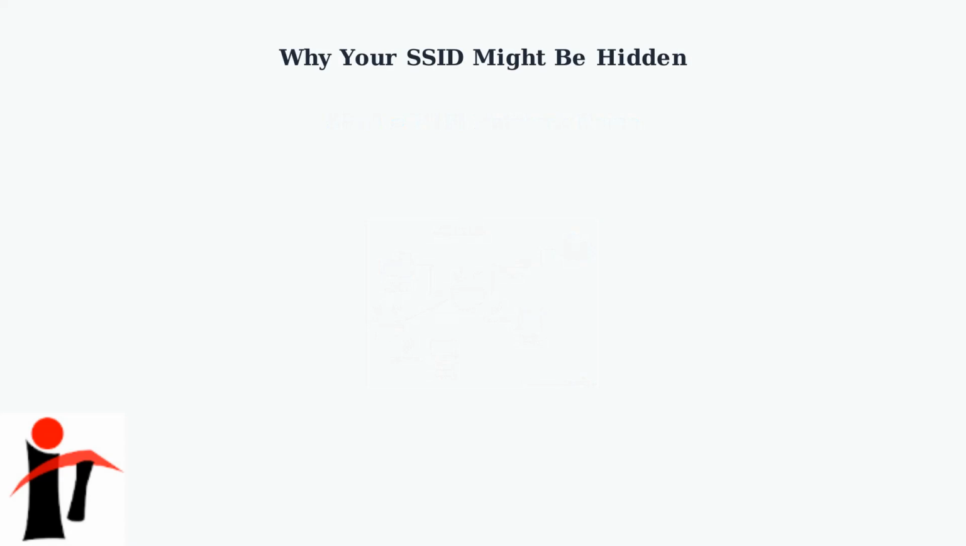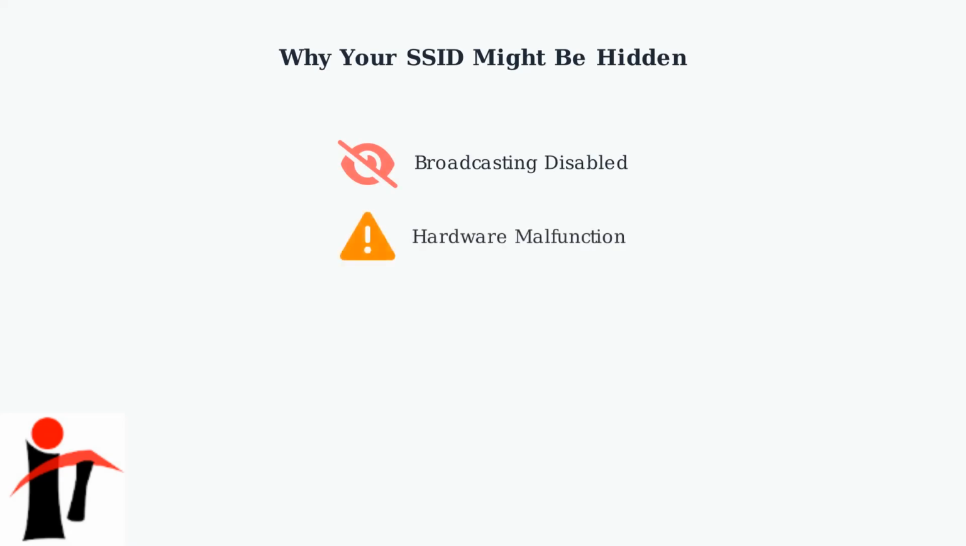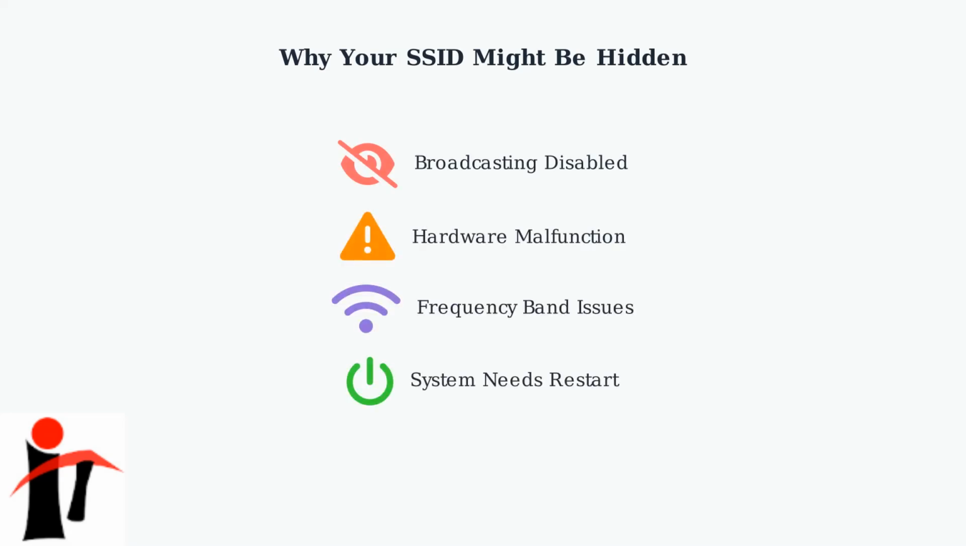Let's examine each one. The first reason is that broadcasting might be disabled, meaning your network is set to hidden mode. Second, there could be a hardware malfunction with your router or dish. Third, you might have frequency band problems where your device can't see the 5 GHz band. Finally, your system might simply need a power cycle to refresh the broadcasting.